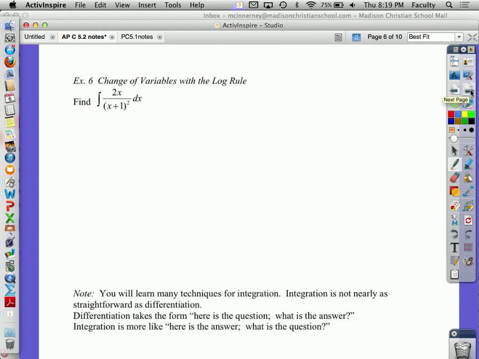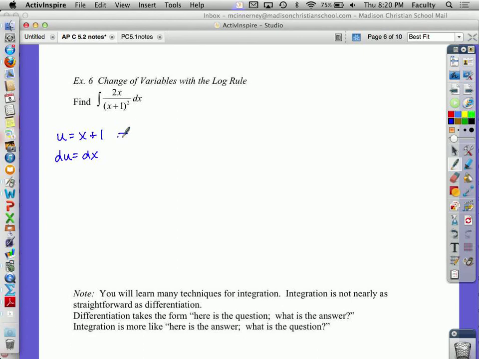All right, example 6. What you notice is in the denominator, that degree is 1 more, but we'd have a problem if we tried to expand it, that'd be x squared plus 2x plus 1, we'd be stuck. So what we're going to do is if I let u equal x plus 1 and du is dx, we're going to run into that problem where there's still a pesky x up in the top.